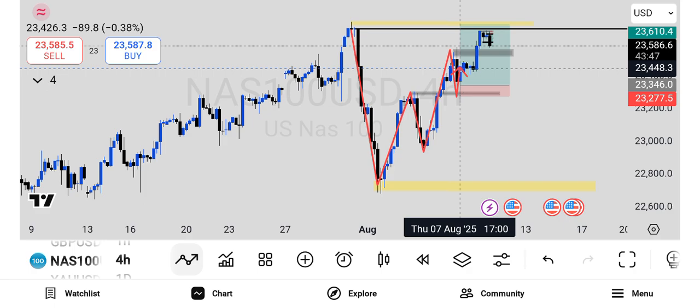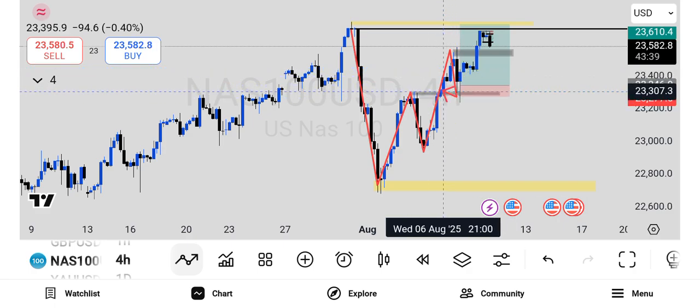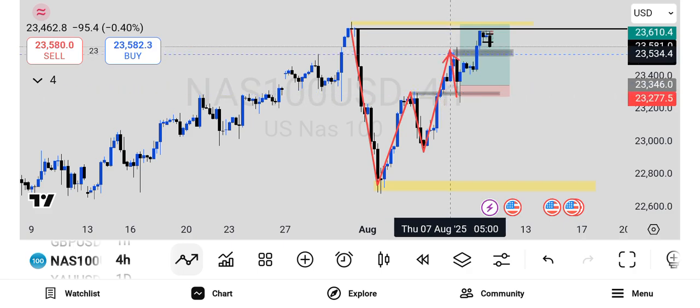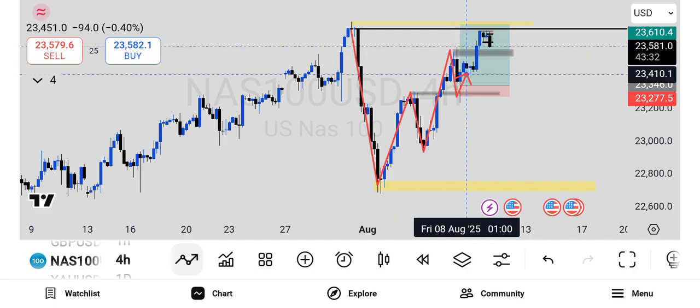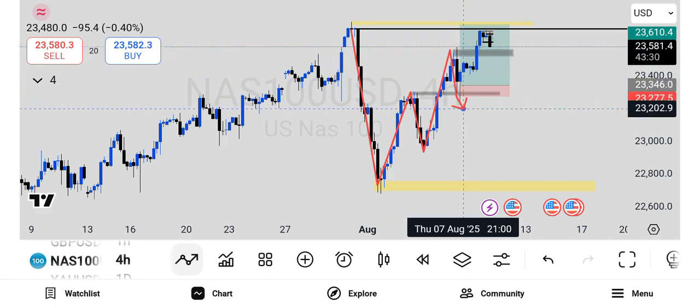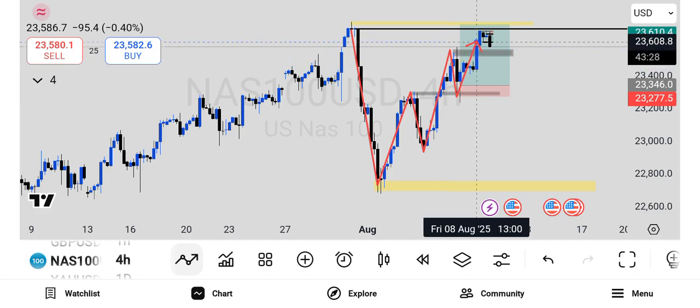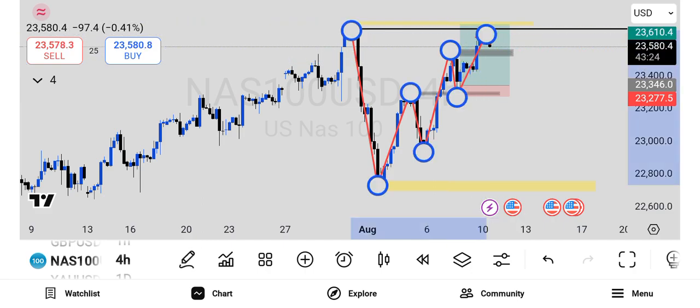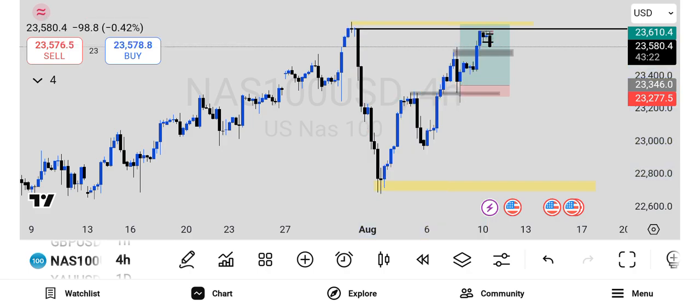By the way, shout out to Sai. This is ICC: indication, correction, and continuation. This one right here, when it broke through the resistance, the market was indicating that it wanted to go higher, and then it corrected to grab liquidity, and then it continued with the bullish momentum, guys, as you all can see. Okay, so now let's go to the H1.